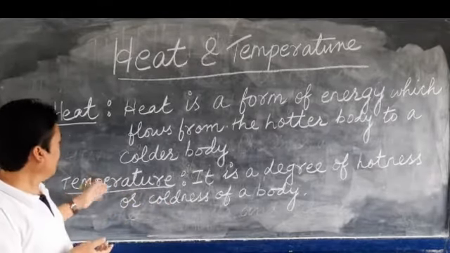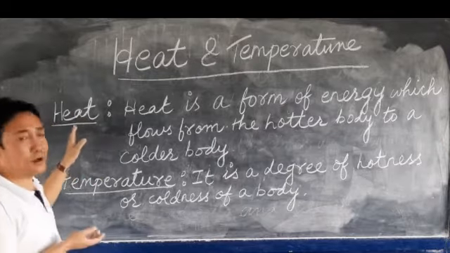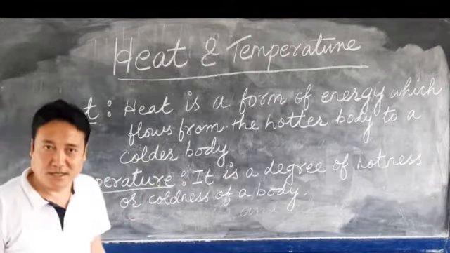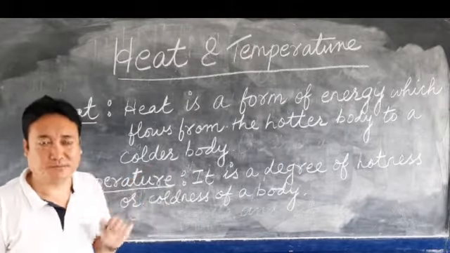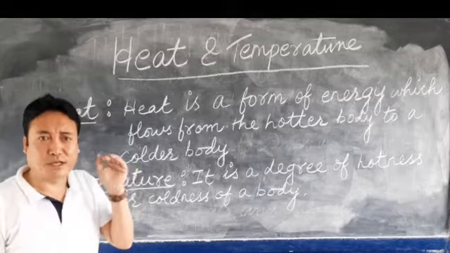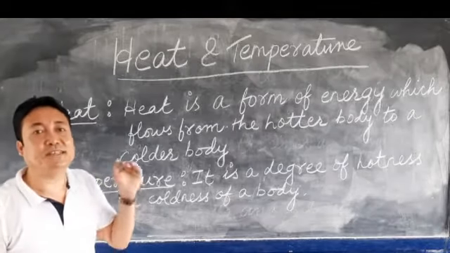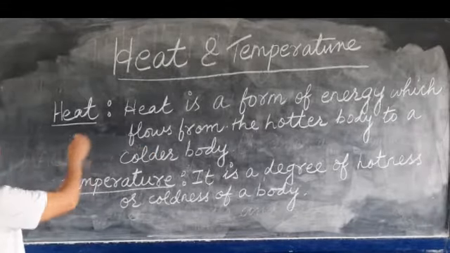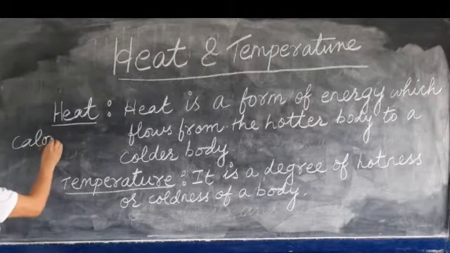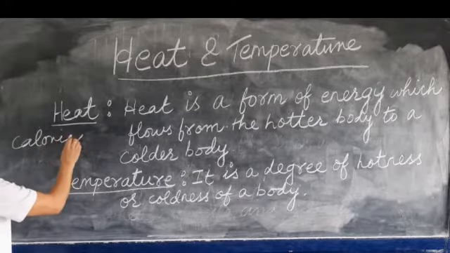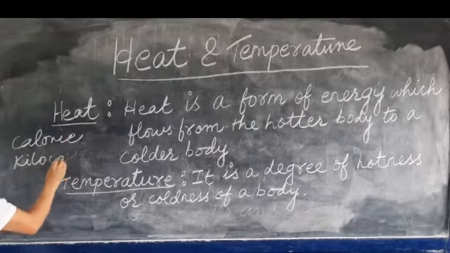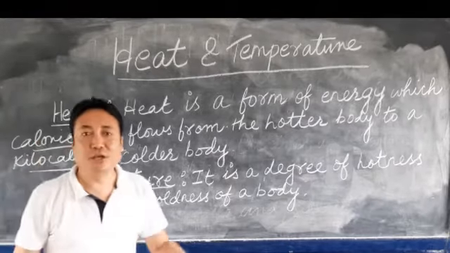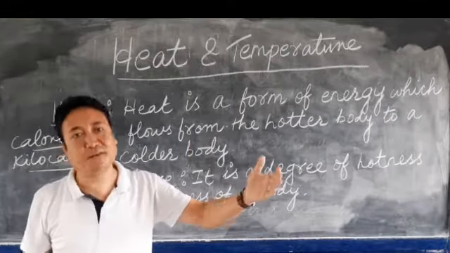Similarly, let us come to the SI units. SI unit is System International Unit. The System International Unit of heat is joule. But the commonly used unit of heat is calorie, or the higher unit known as the kilocalorie. That is calorie and kilocalorie. These are the commonly used units of heat, but the SI unit of heat is joule.